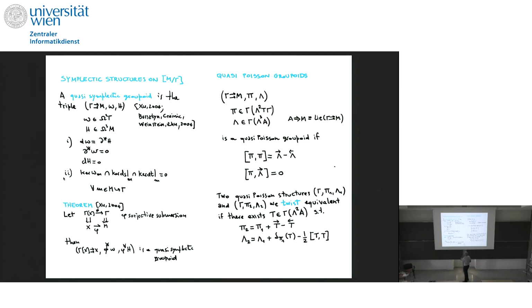So, if you want, maybe this also should be mentioned. The infinitesimal versions of these are Dirac structures, okay? Twisted Dirac structures by H. The infinitesimal versions of these are quasi-bi-algebroids.